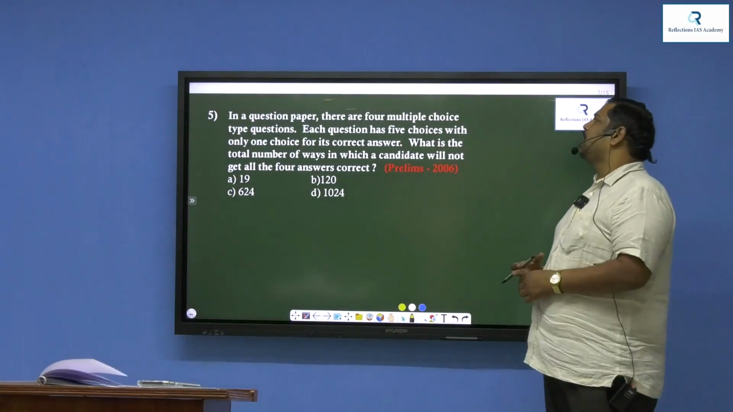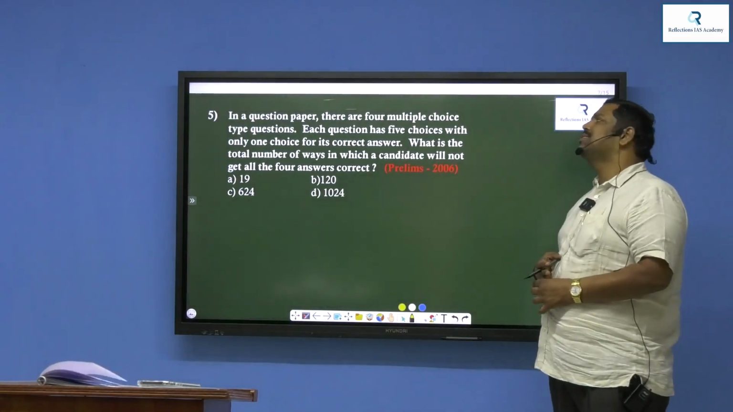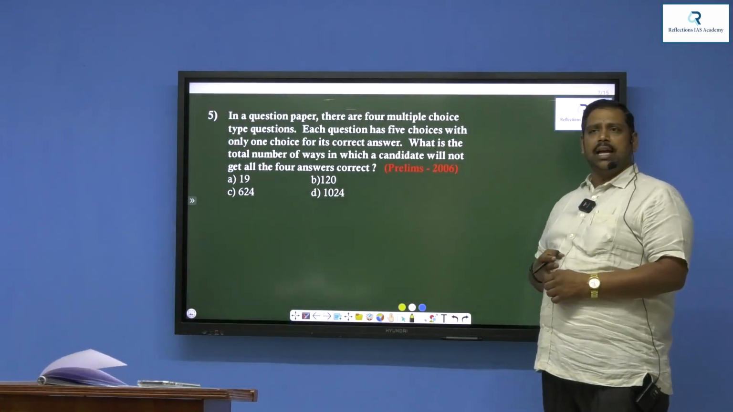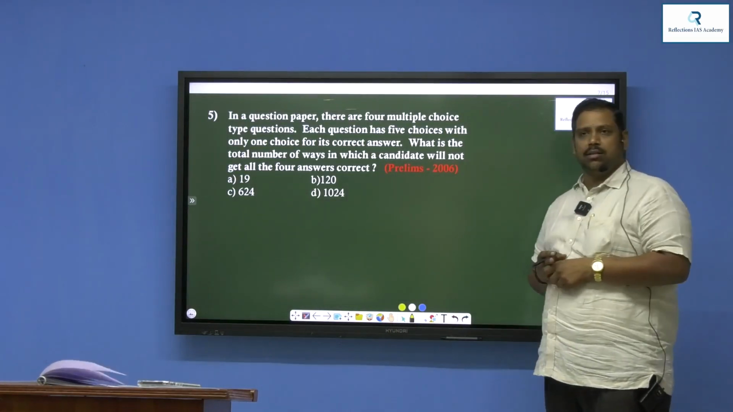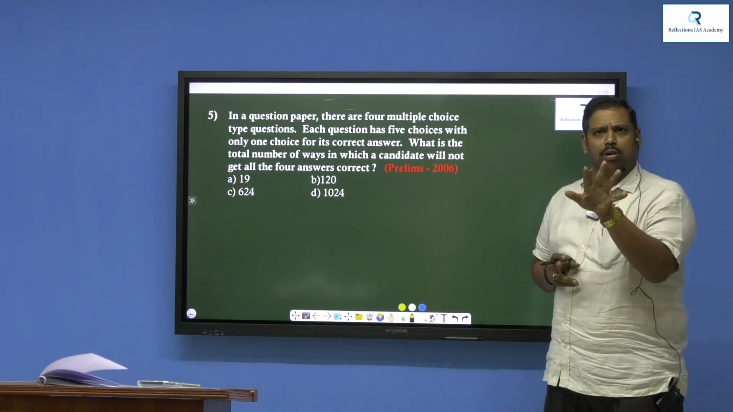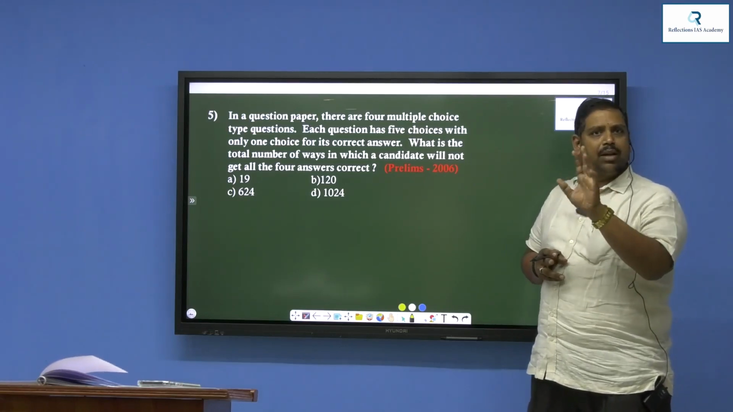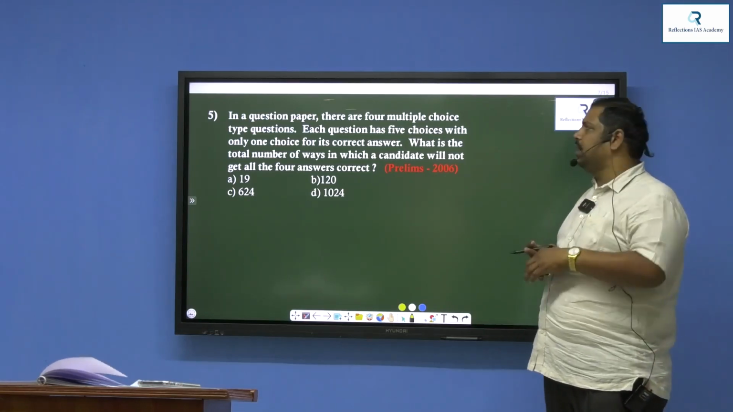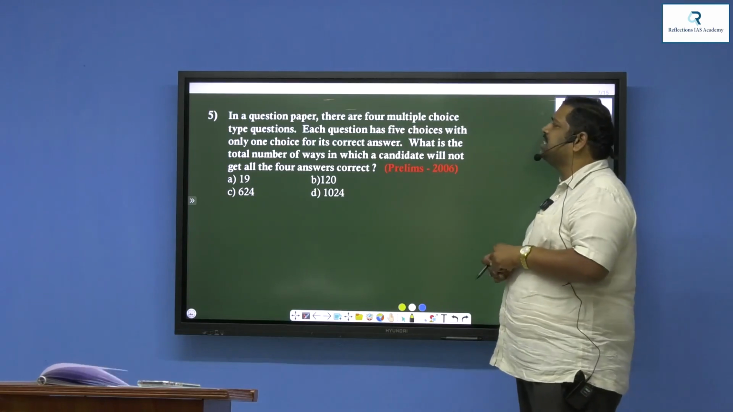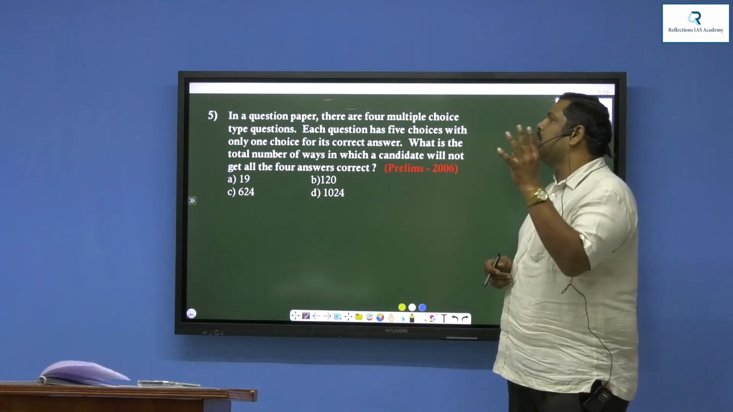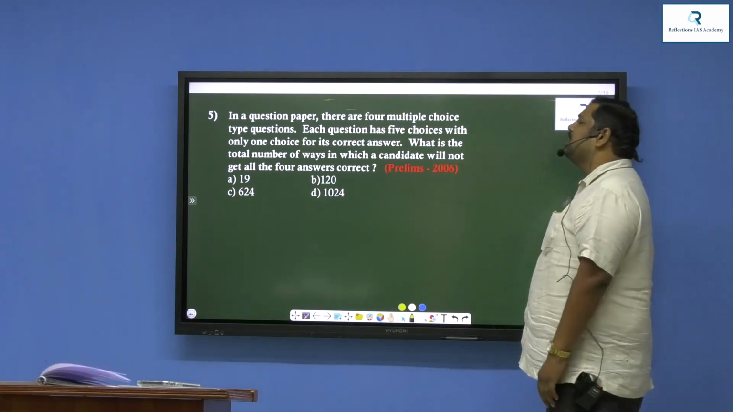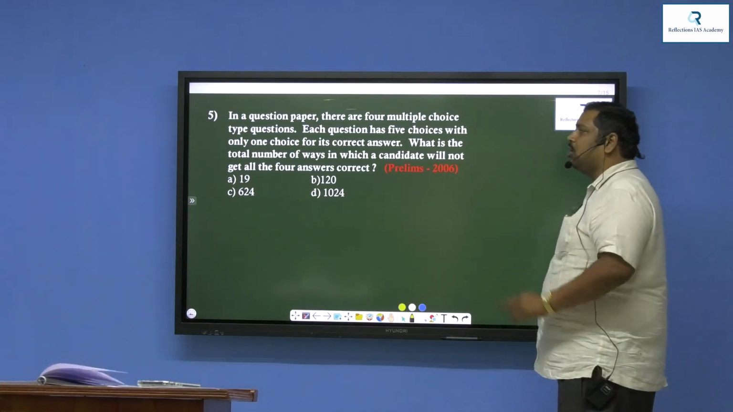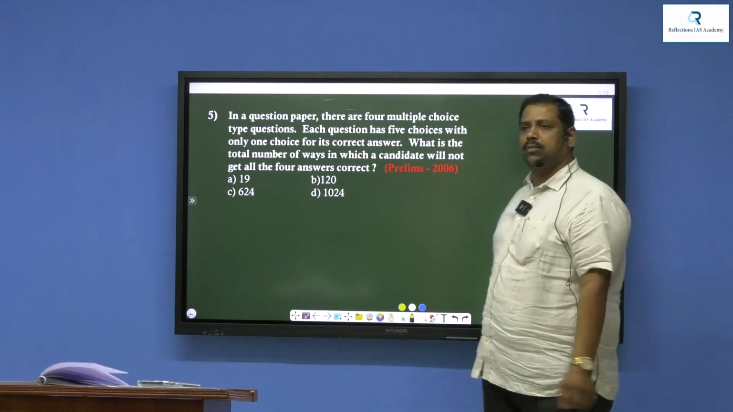In a question paper, there are 4 multiple choice type questions. This is also a similar one. Okay. Each question has 5 choices with only 1 choice for its correct answer. Earlier, no correct, no wrong. This time, correct and wrong is there. Okay. For each question, how many options are there? 4 multiple choice questions. Each question has 5 options. Okay. Good. What is the total number of ways in which a candidate will not get all the 4 answers correct?